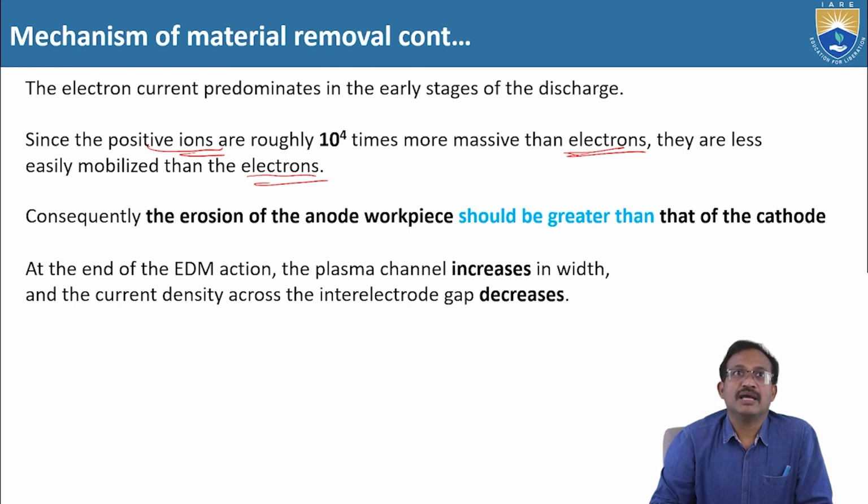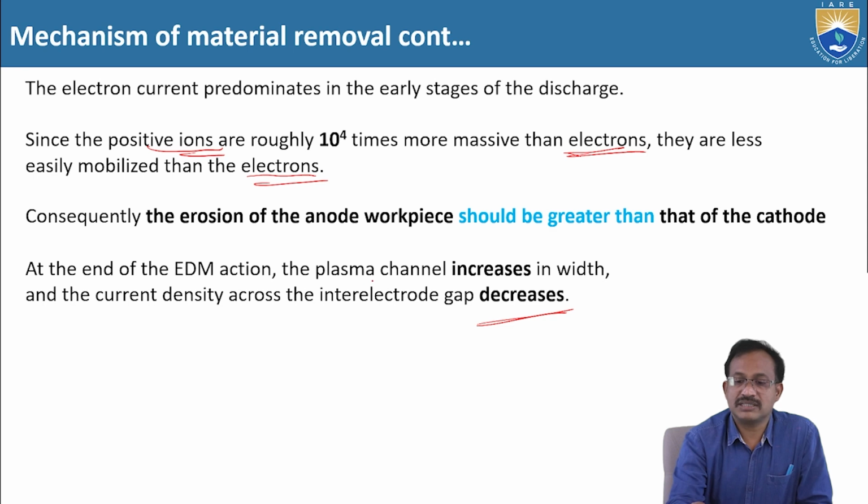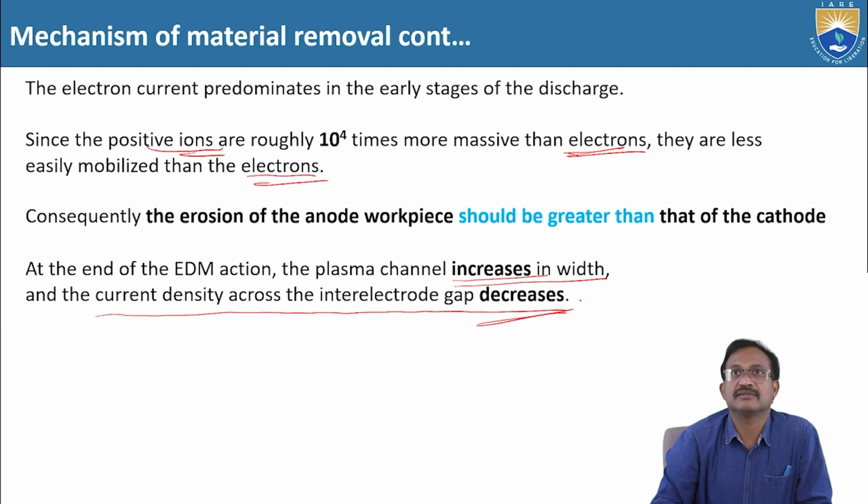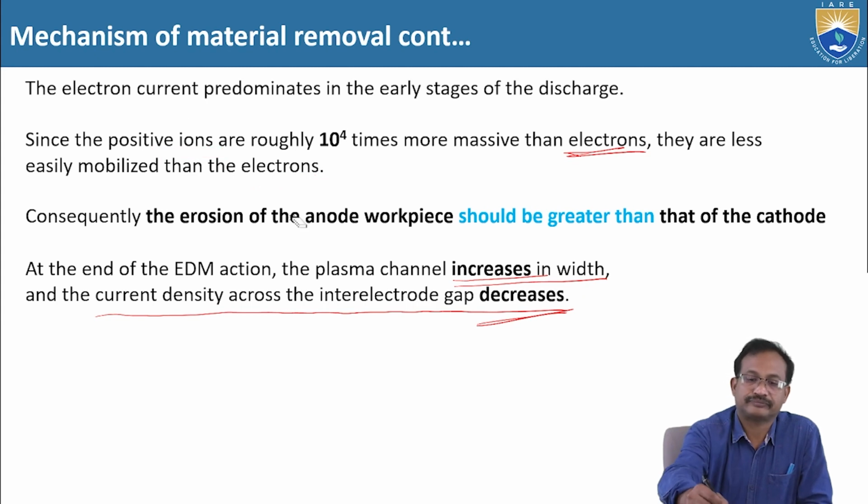At the end of the EDM action, the plasma channel increases in width and the current density across the inter-electrode gap decreases. Let us see here, at the end of the electric discharge machining action, the plasma channel increases in width and the current density across the inter-electrode gap decreases.